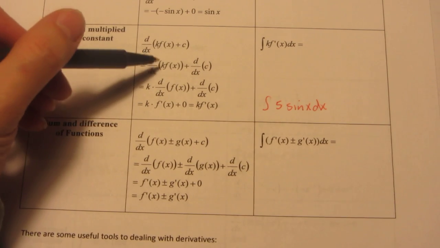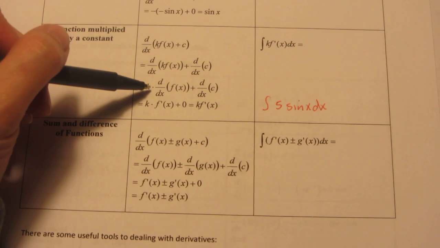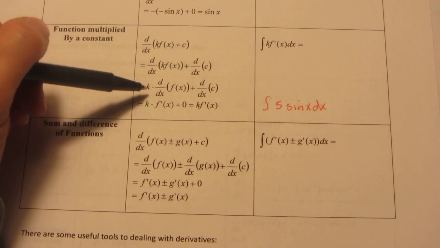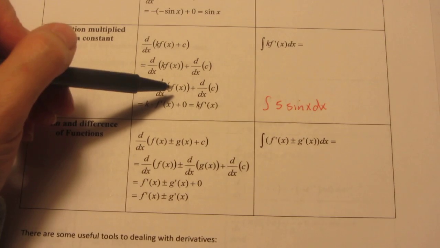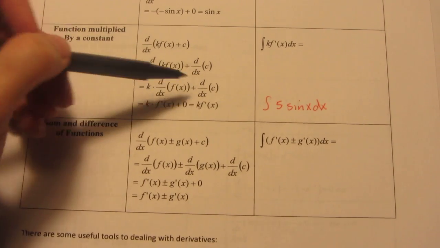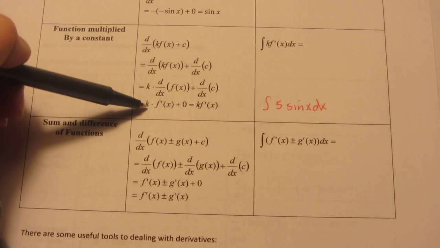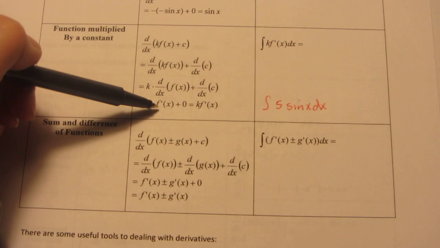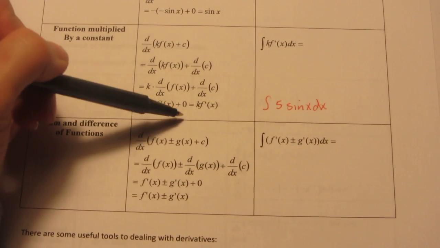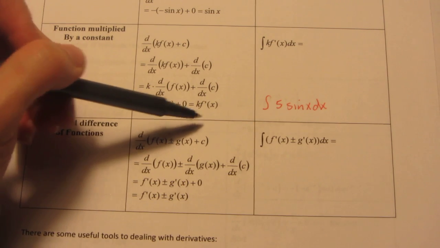So I end up with, and that constant we can pull out, remember? And we did a nice little proof for that earlier in the year. So then it's a constant times the derivative of just f of x plus the derivative of c, which we know is equal to 0. And in this particular case, it ends up being k times the derivative of f of x, which ends up just being k times f prime of x.